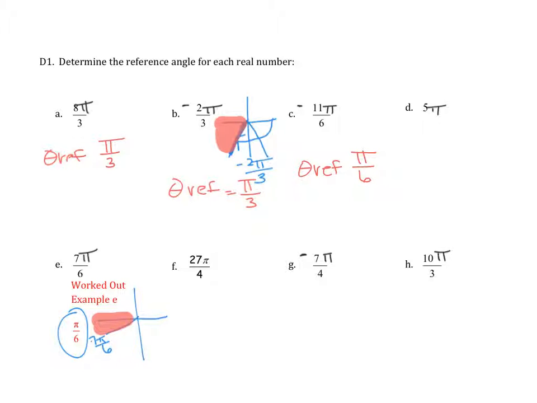27 pi over 4. I can't reduce the 27 and the 4. Theta reference is pi over 4. Negative 7 pi over 4. Can't reduce the 7 and the 4. So theta reference is, again, pi over the denominator. And this last one, I'm willing to bet you're going to say, oh, theta reference is pi over 3, and you would be absolutely correct. So as long as you can't reduce the fraction anymore, your reference angle is simply pi over whatever the denominator happens to be because of where you wind up.